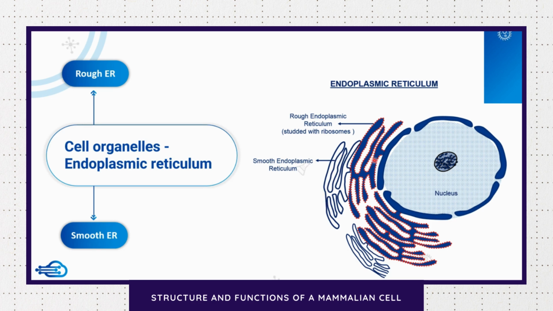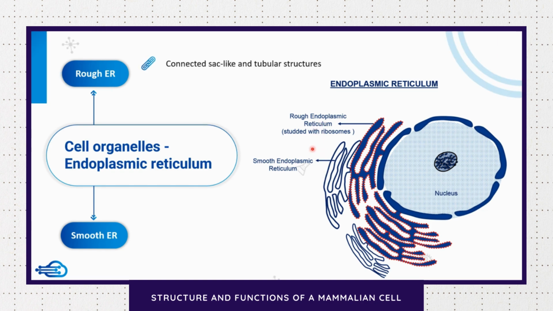Okay, so you see there is a difference. These are the ribosomes, and the smooth endoplasmic reticulum does not have ribosomes attached on its membrane. So what is this endoplasmic reticulum? These are connected sac-like and tubular structures, and the rough ones are studded with ribosomes.